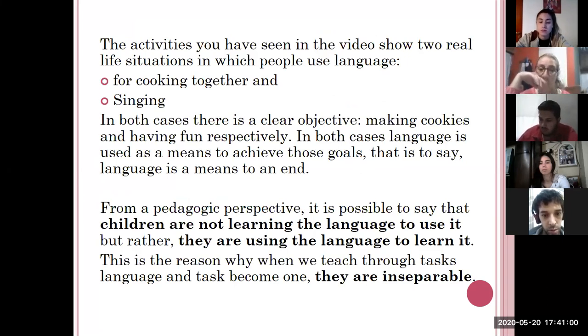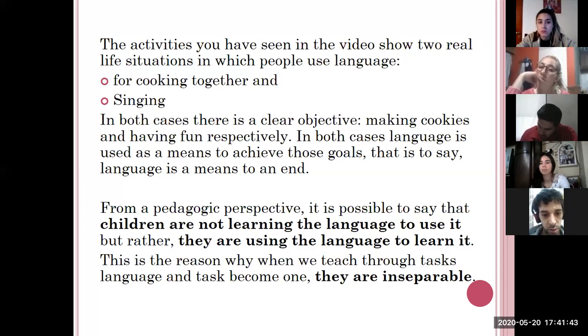So in both cases, there is a clear objective, making cookies and having fun respectively. In both cases, language is used as a means to achieve those goals. That is to say, language is a means to an end. We use language with a purpose, okay? So, from a pedagogic perspective, it is possible to say that children are not learning the language to use it. This is important. Children in these activities or tasks are not learning the language in order to use it. They are using the language in order to learn it.